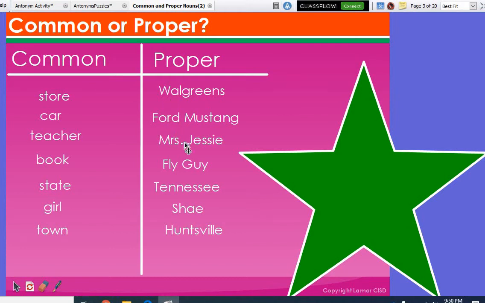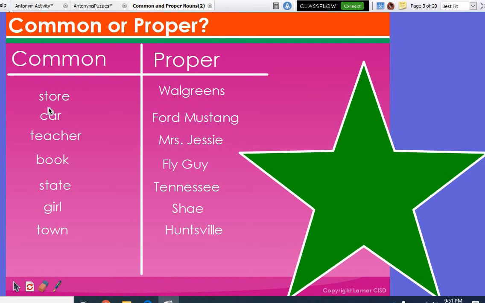And I also want to show you, like on Ford Mustang and Mrs. Jessie and Fly Guy, they had 2 words in their name. You had to capitalize both of the words in their name, not just the first word. All of their name needs a capital letter. So if they have more than 1 word in their name, you have to make sure both of them are capitalized.